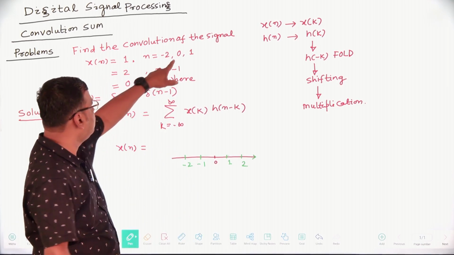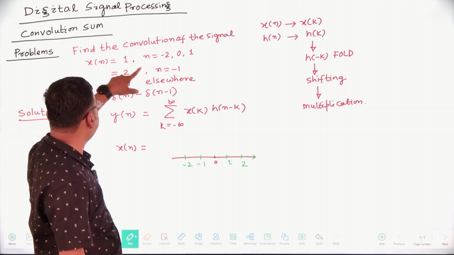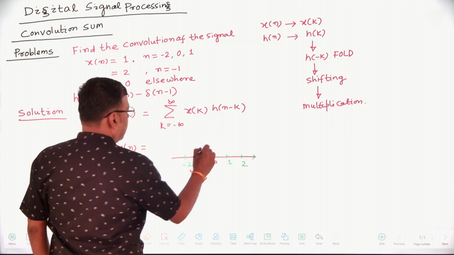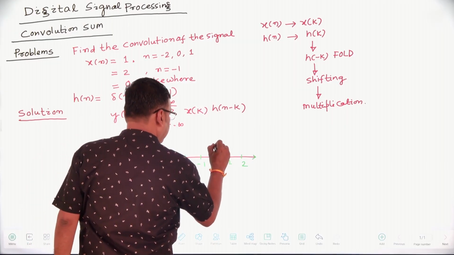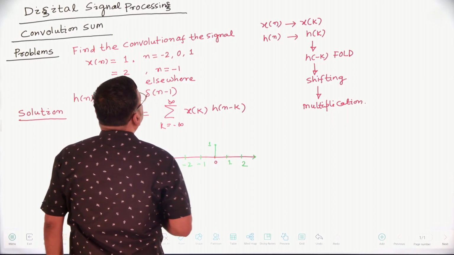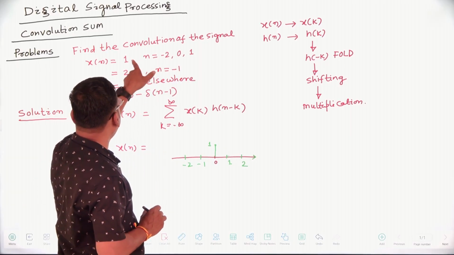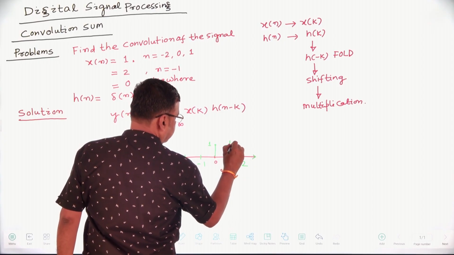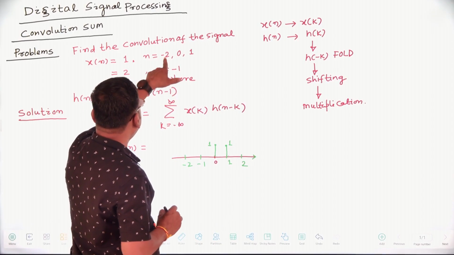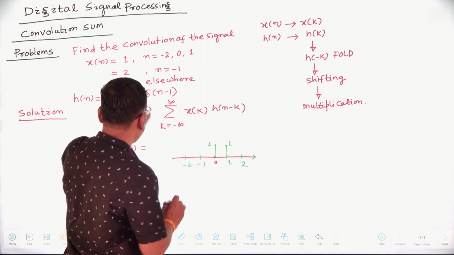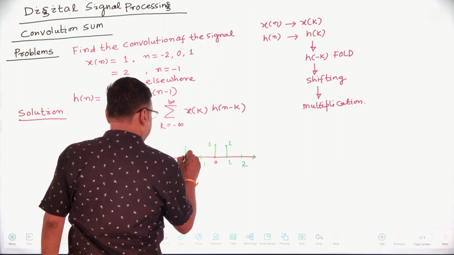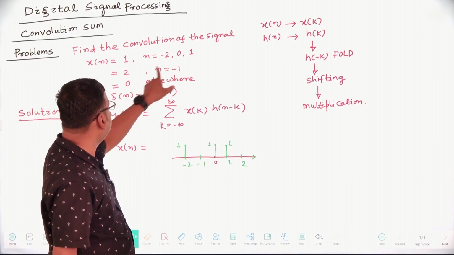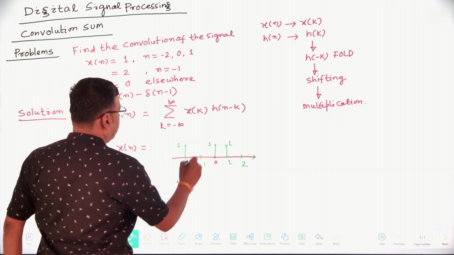For n equal to 0, x of 0 is 1. For n equal to 1, also 1, that is 1 here. Then n equal to minus 2, also 1. Then for n equal to minus 1, the value is 2.